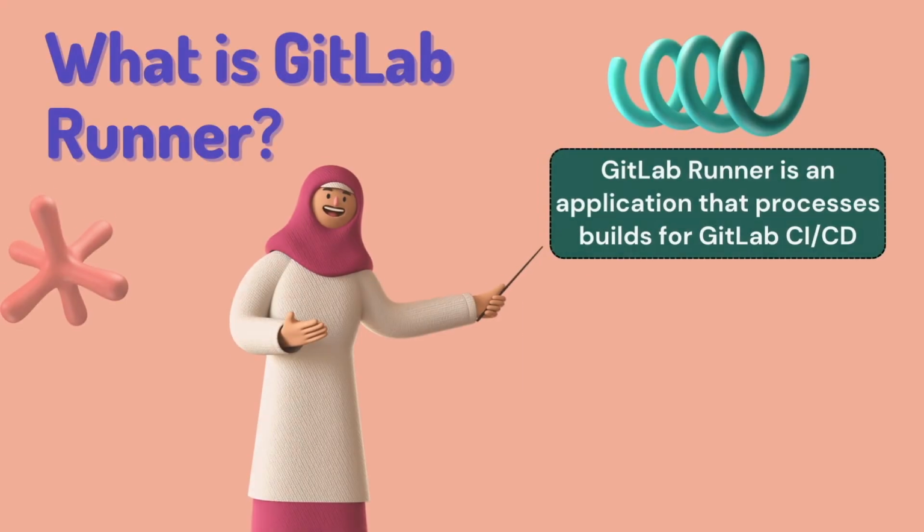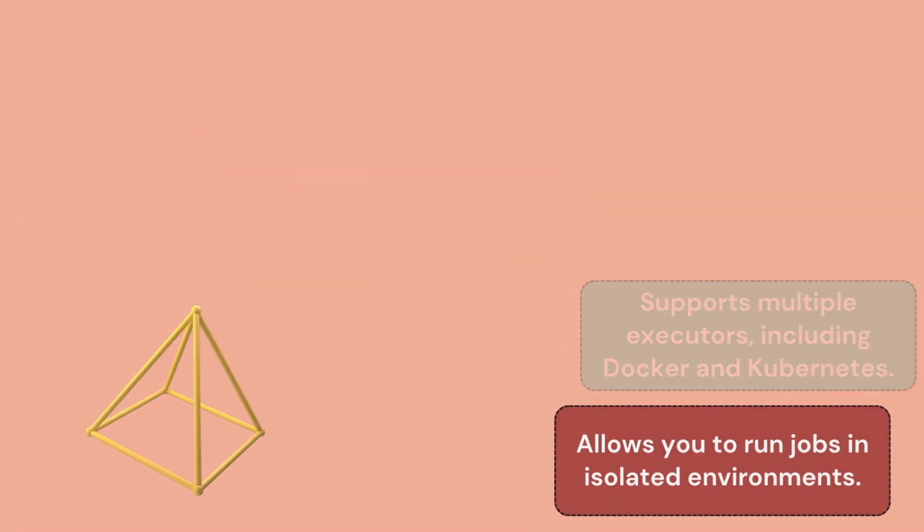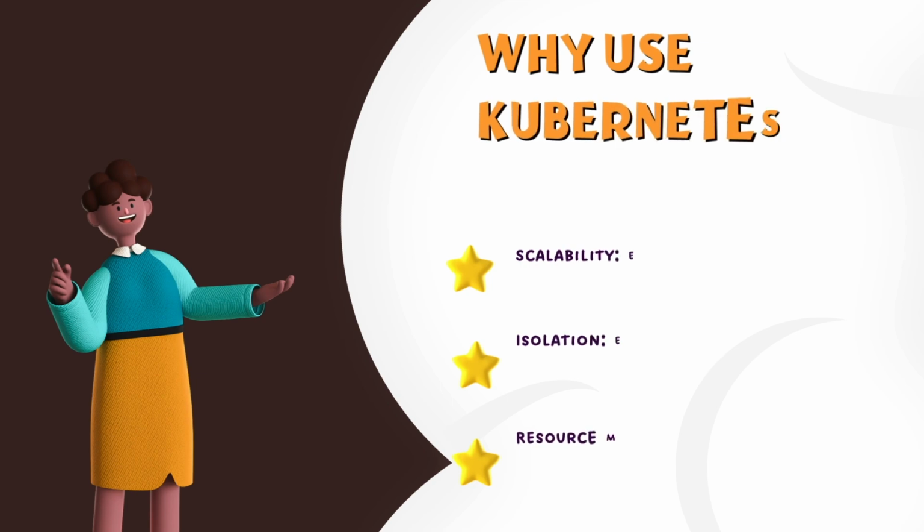By now, I have mentioned the word GitLab Runner many times. Let's understand what it is. It is an application which processes the builds for GitLab CI/CD. Think of a server or container which executes the stages you define in the GitLab CI. It supports multiple executors like Docker and Kubernetes also. It allows you to run a job in an isolated environment, and once the job is done, the runner container is also gone.